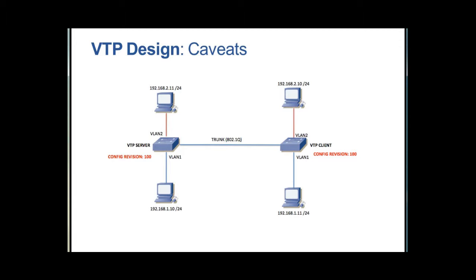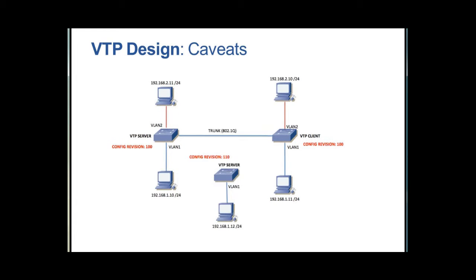Well, the VLAN changes will be propagated through the VTP domain, and our VTP client switch will receive this update, and it will see that the revision number is 100. Now, if the configuration revision number in that update is higher than what that VTP client already has, it will accept those VLAN changes made by the VTP server. So in this case, VLAN 2 will be added to the switch on the right.